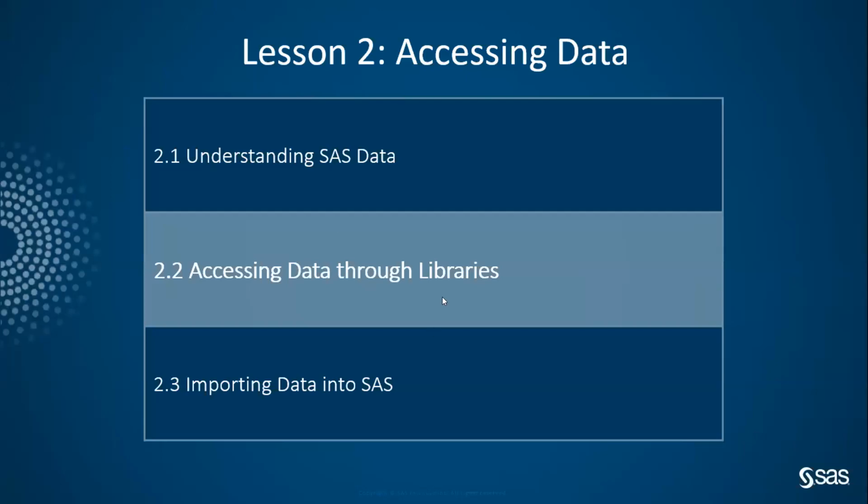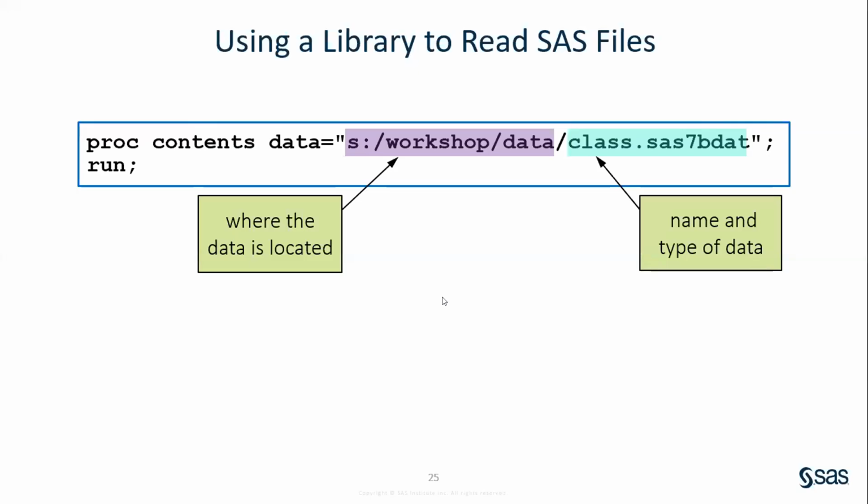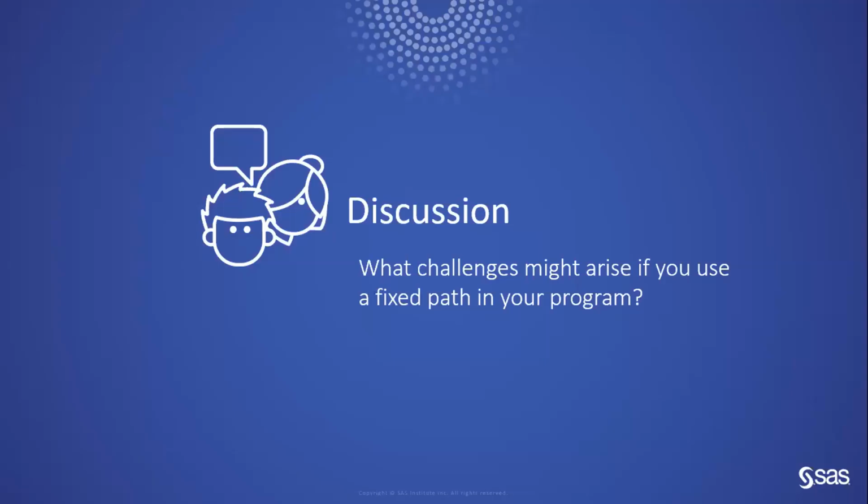So accessing data through libraries. See, what are they telling? Using a library to read SAS data files. So this path is common. Everywhere we are going to use this path to refer to a table. It's not feasible to write the whole path every time. Where the data is located, we know it, and this is the name of the data set. So what challenges might arise if you use a fixed path in your program? It's a discussion.